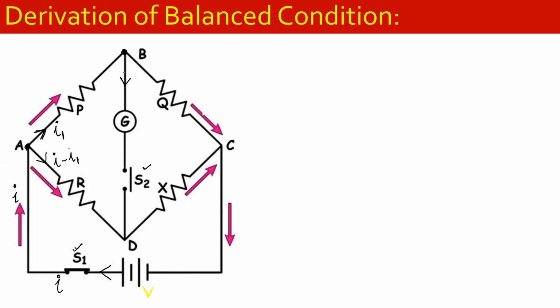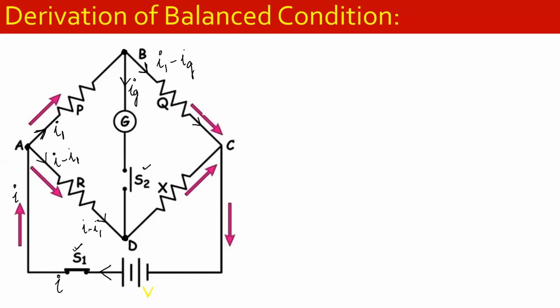And suppose the current through galvanometer which is flowing is IG. If IG current is distributed over here from I1, so the remaining current will flow through BC branch, and that will be I1 minus IG. This IG current will reach to another junction that is D, and from the junction A, I minus I1 current is flowing.